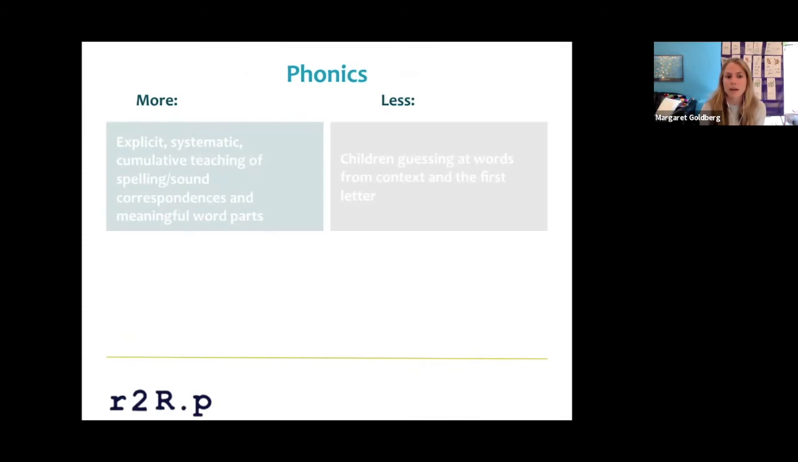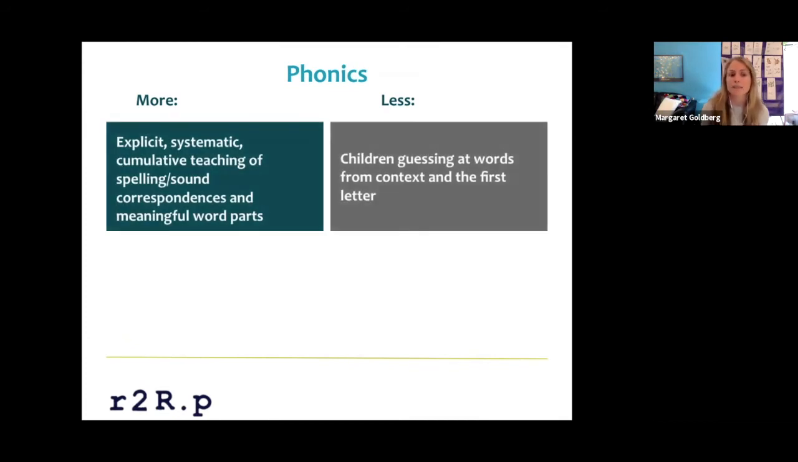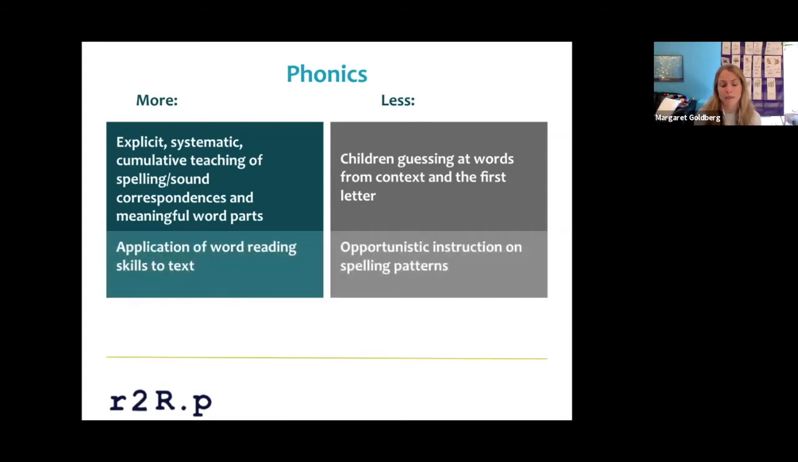So when we think about instruction for phonics, we want way more explicit, systematic, cumulative teaching of spelling sound correspondence and meaningful word parts. We want a whole lot less of kids guessing at words based on the context, the sentence structure, or reading a word just by cueing off of the first or last letter. We want way more application of word reading skills to text. So often in balanced literacy, there's word work, but then the word work is never applied to authentic reading and writing. We want less opportunistic instruction on spelling patterns.